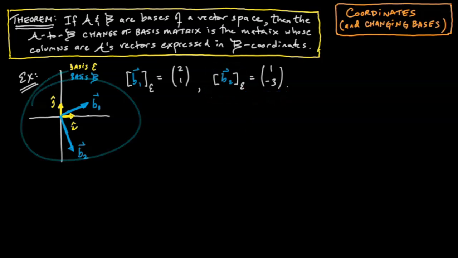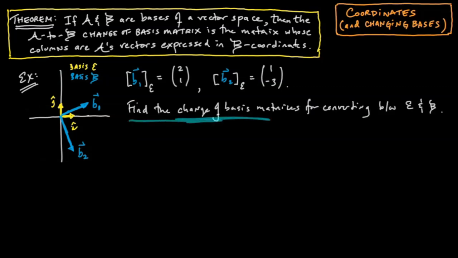Let's play with these two bases, and in particular, let's find the change of basis matrices that we can use for converting between bases E and B. Matrices plural because there will be two. There will be the B to E change of basis matrix, and there will be an E to B change of basis matrix. So let's begin our solution.